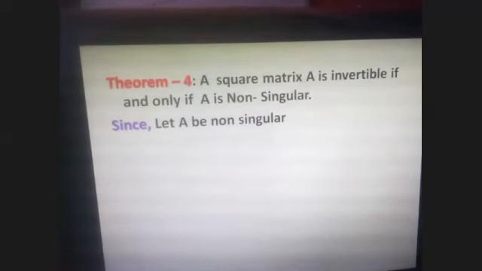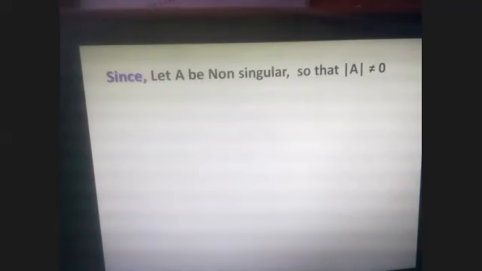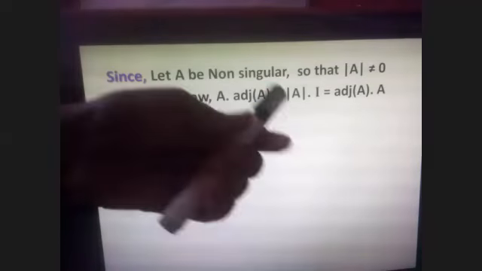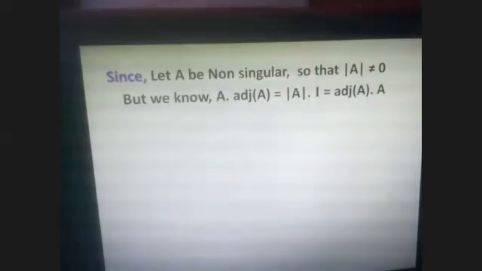Proof is very simple. A square matrix A is invertible if and only if it is a non-singular matrix. Let me start with: let A be non-singular. Once we have a result here, we have proved earlier, determinant A is non-zero, and we have already seen A into adjoint of A equal to adjoint of A into A, that is determinant A into I. That is the first theorem which we proved.